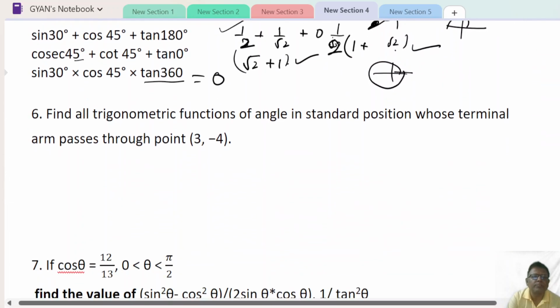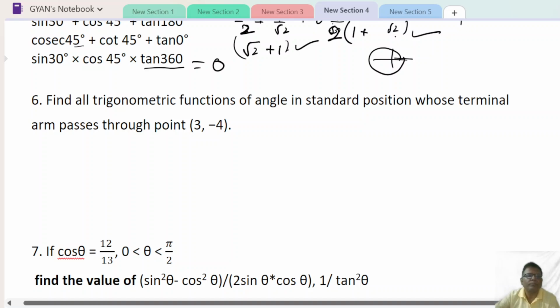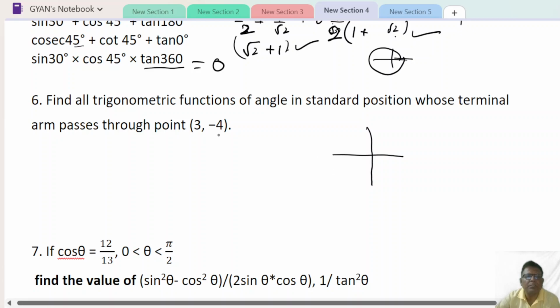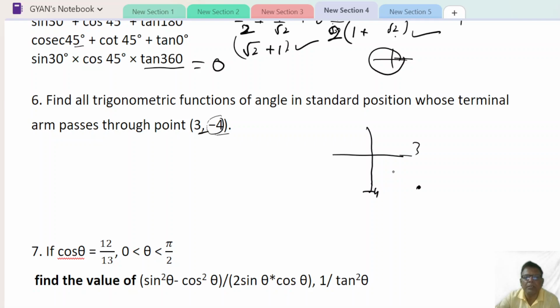Sixth question says that the terminal side passes through the point, this one. Which one? -4, 3. So this is the x coordinate and this is the y coordinate. So -4 here and this is +3. So the point is here. So that means it is in the fourth quadrant.